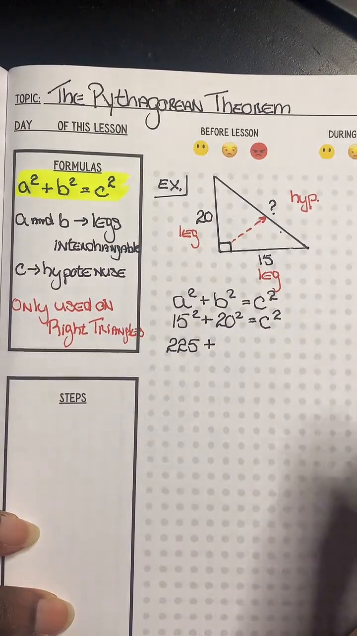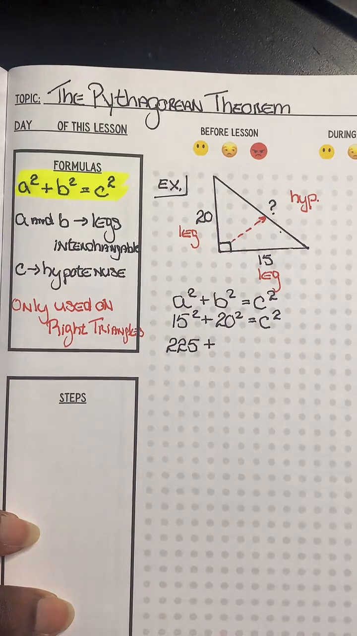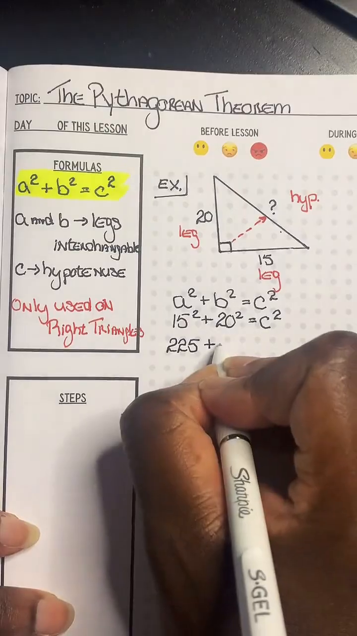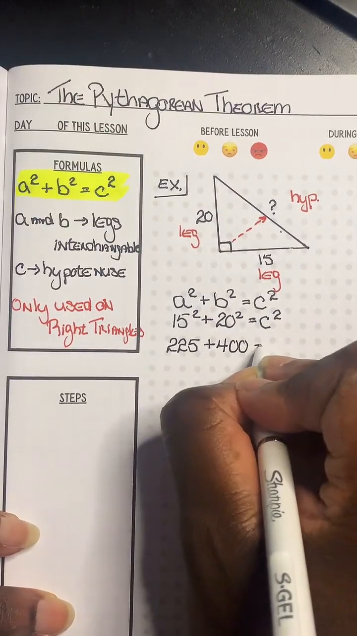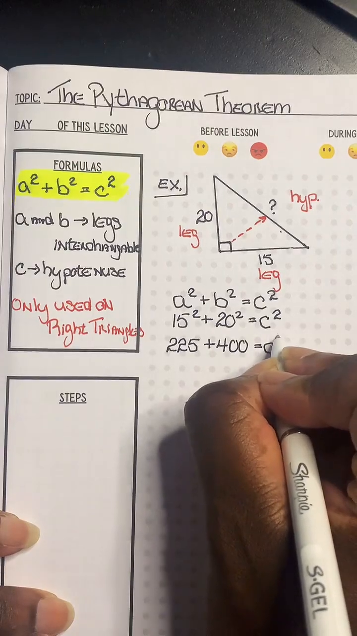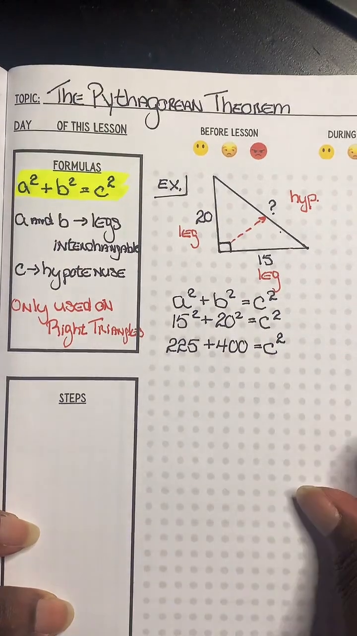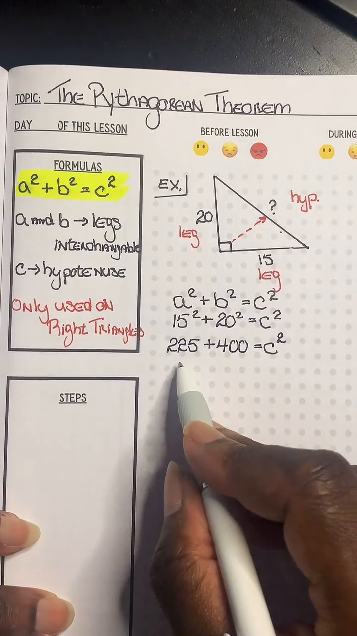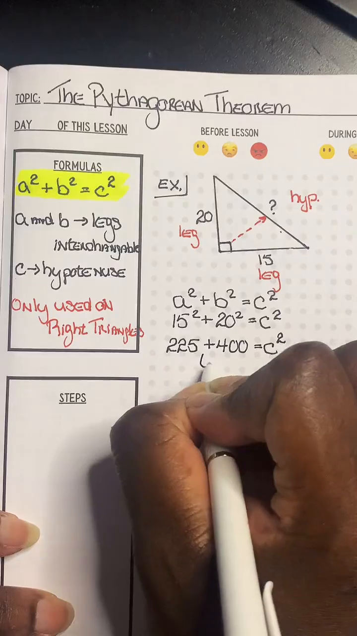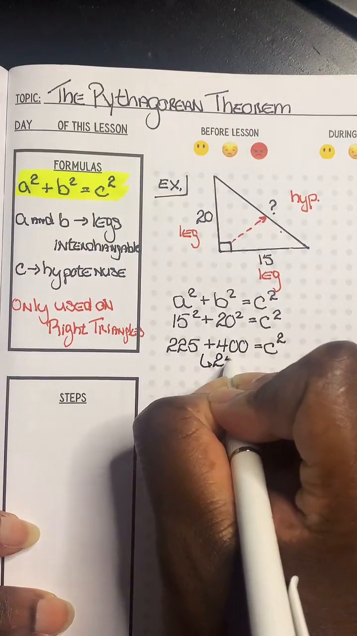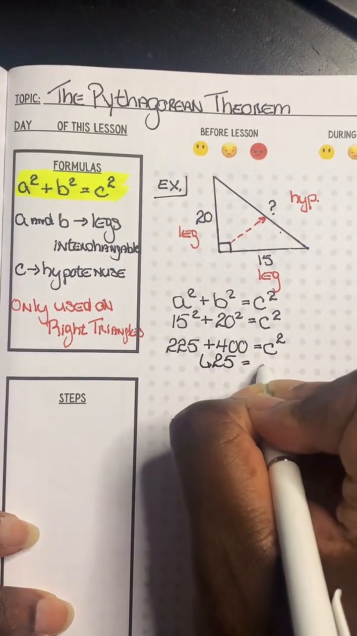Bring down our plus sign. Then 20 squared. So 20 squared again is not 20 times 2. That's 20 times 20, which gives us our 400. And that's going to equal our c squared. So now 225 plus 400, that'll give me my 625, equals your c squared.